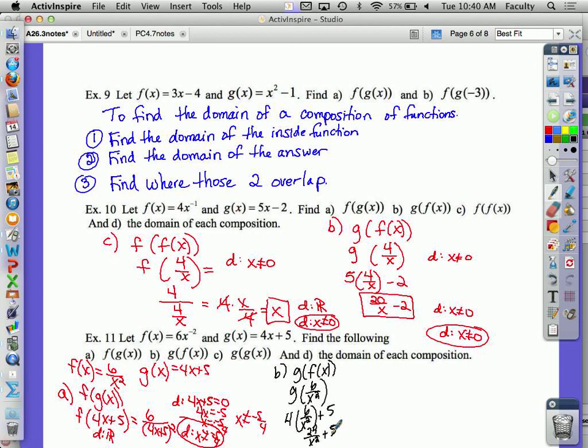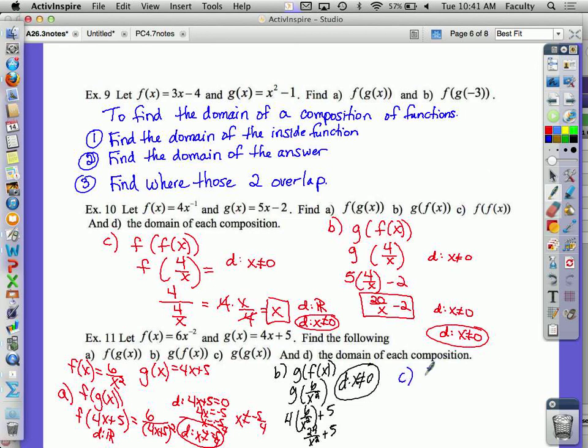Now if you're starting to get the hang of it, I can then do these without writing the domain 3 times. The domain of the inside is x is not equal to 0. The domain of my answer is x is not equal to 0. Those are the same, so the domain is x is not equal to 0. Do you guys see how you can do it then without writing it, if they're easy enough?